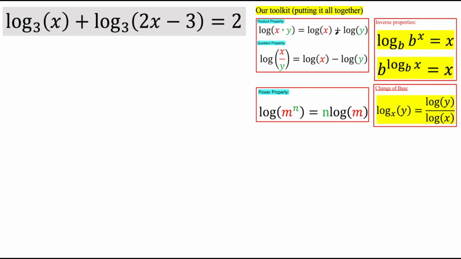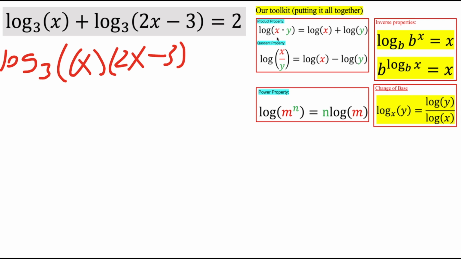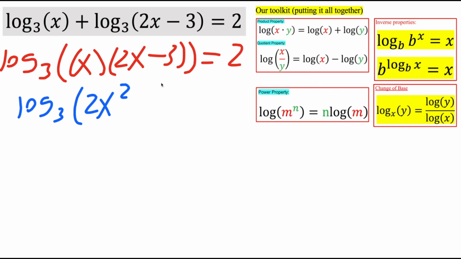So we're going to apply the product property. We're going to write it as log base 3 of x times (2x minus 3). We're going to combine them using this log property right here, is equal to 2. And we can expand a little bit, so we can say log base 3 of: x times 2x is 2x squared, x times negative 3 is negative 3x, close parentheses, is equal to 2.